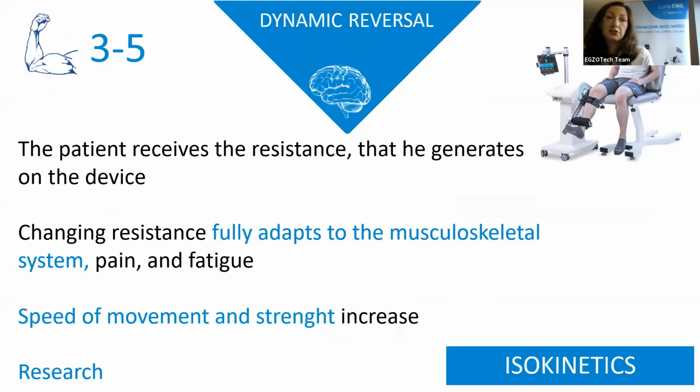So the change in resistance fully adapts to the musculoskeletal system, pain and fatigue. Speed of movement and strength will increase. So the faster the patient moves the extension, the higher resistance he gets. The slower the movement, the lower the resistance.